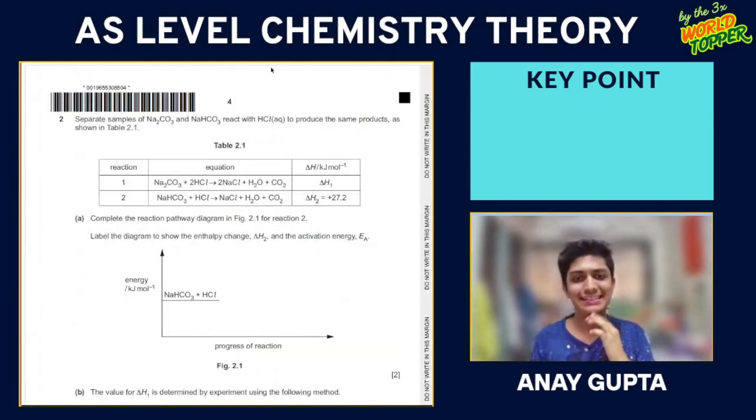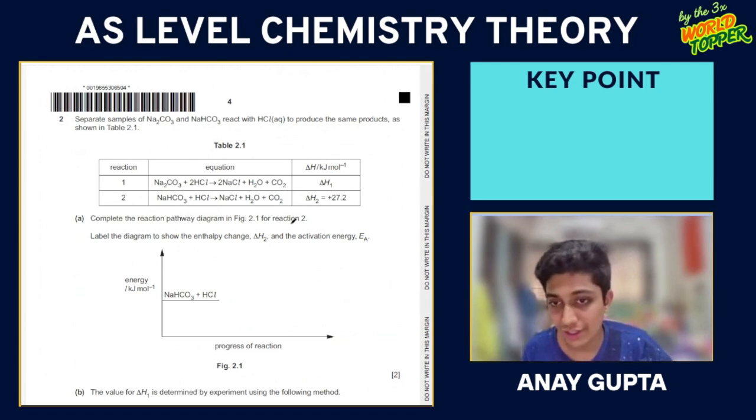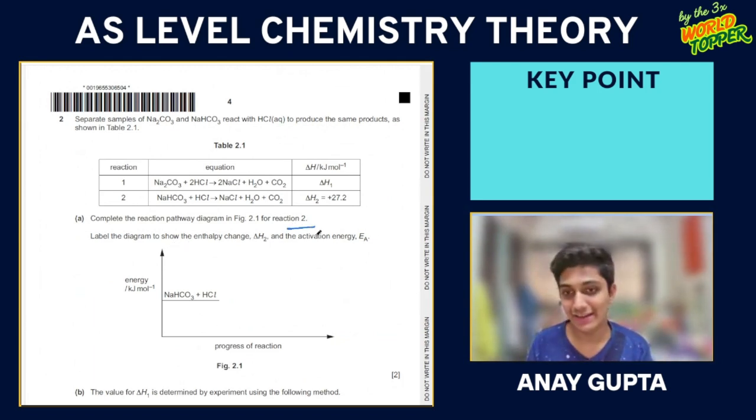Next question. Separate samples of Na2CO3 and NaHCO3 react with HCl to produce the same products as shown in table 2.1. So we have sodium carbonate and sodium bicarbonate, and their reactions are given over here in the table. Now their enthalpy change is given as delta H1 and delta H2. Complete the reaction pathway for reaction 2. We have to show the enthalpy change and the activation energy.